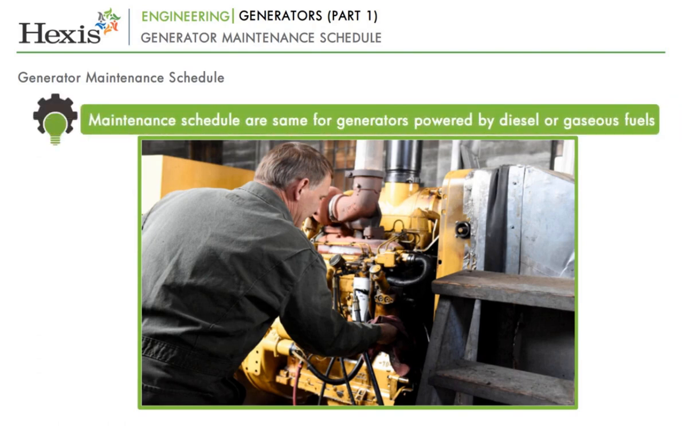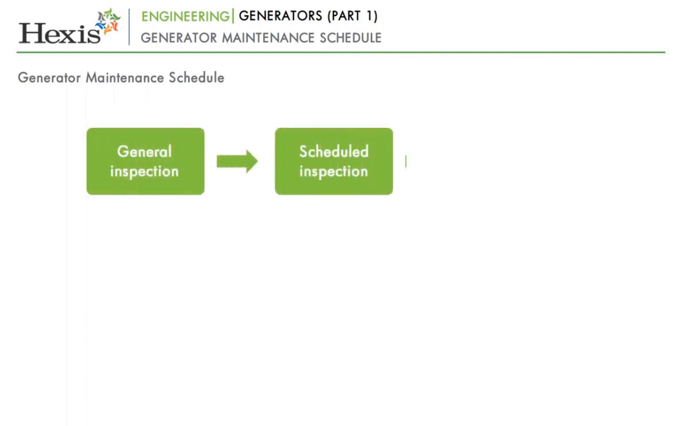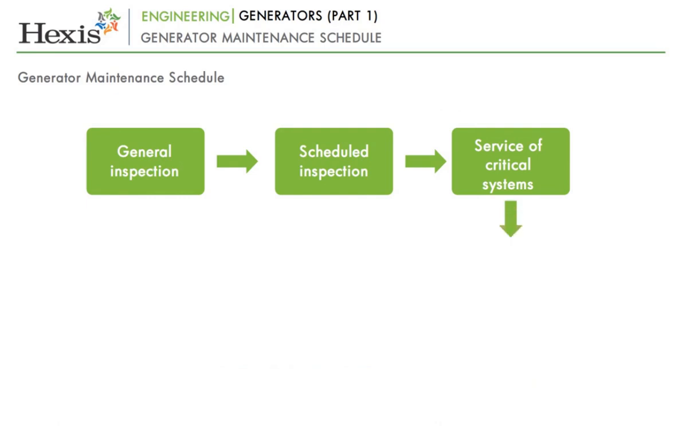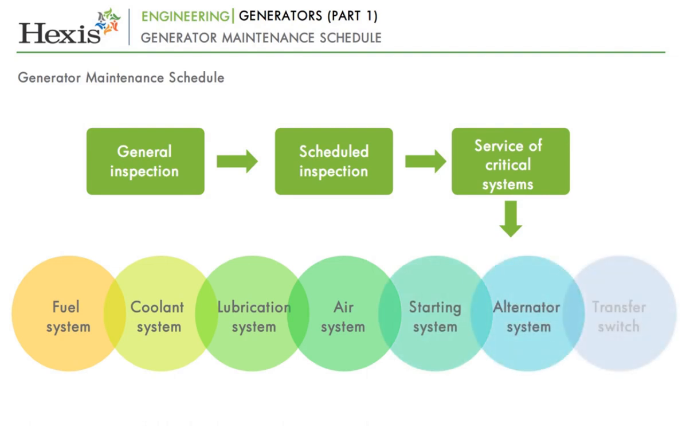The recommended maintenance schedule is common and same for most generators, irrespective of whether they are powered by diesel or gaseous fuels. The typical maintenance cycle of generators include a general inspection followed by scheduled inspection and service of the following critical systems: fuel system, coolant system, lubrication system, air system, that is combustion and cooling air, starting system, that is batteries and charger, alternator system, and transfer switch. Since the operation and maintenance of generators is a complete step-by-step process in itself, it is covered in greater detail in Generators Part 2.